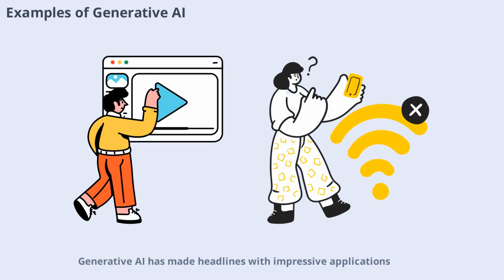Generative AI has made headlines with impressive applications. Think of AI systems that can write stories, generate artwork, or even create deepfake videos. Tools like GPT for text generation and DALL-E for image creation are prime examples. These models don't just mimic, they invent, producing content that's often indistinguishable from what a human might create. The creative potential of generative AI is vast, opening up new possibilities in entertainment, design, and beyond.